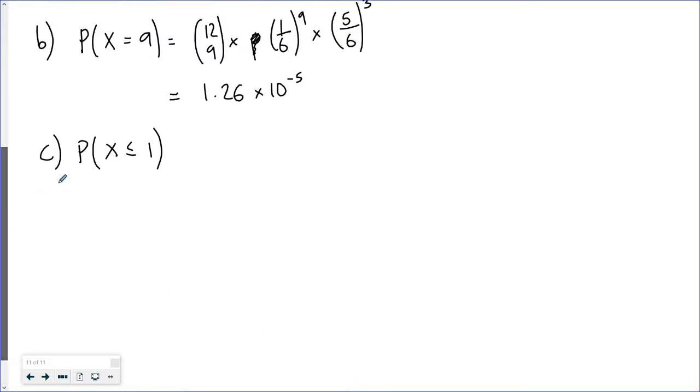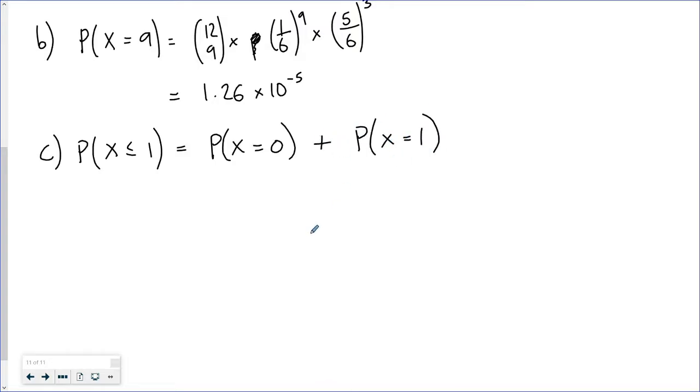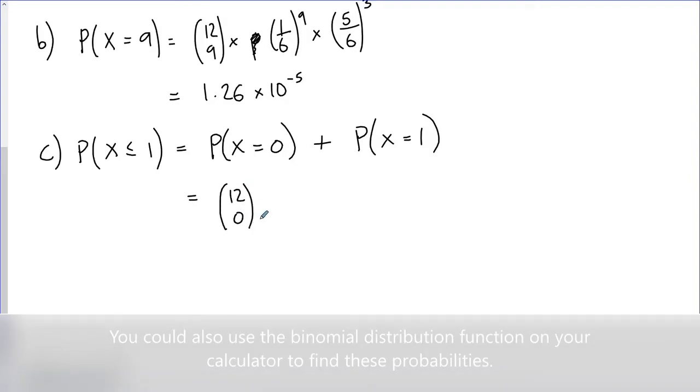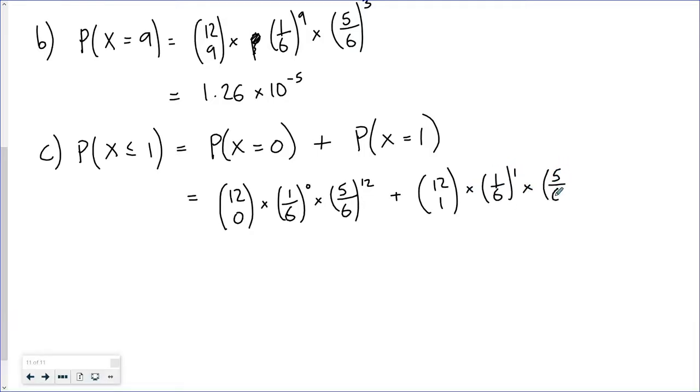So we've got to think, what could x be equal to for this to be true? Well, if we want the probability of having 1 or fewer successes, we could have 0 successes, so the probability of x being 0, or we could have 1 success, so the probability of x equaling 1, and we'd have to add them together. So let's use our formula. This is going to be 12 choose 0 times 1/6 to the power of 0 times 5/6 to the power of 12, plus 12 choose 1, 1/6 to the power of 1 times 5/6 to the power of 11. And the first term is obviously just 5/6 to the power of 12, because if I have 0 successes, then I'm going to have 12 failures. So we can work out what this is, and that's 0.381.